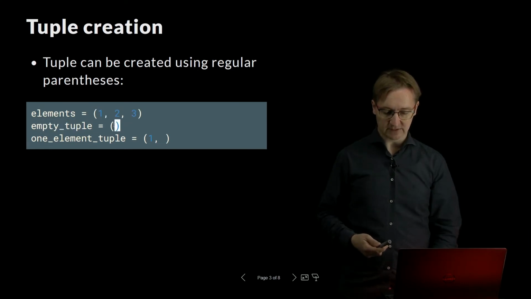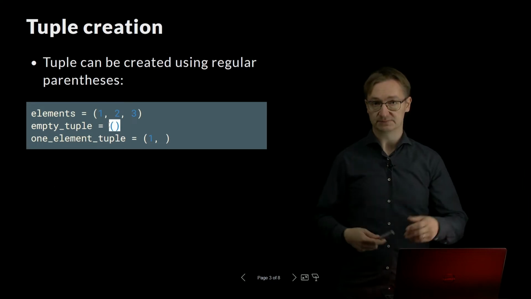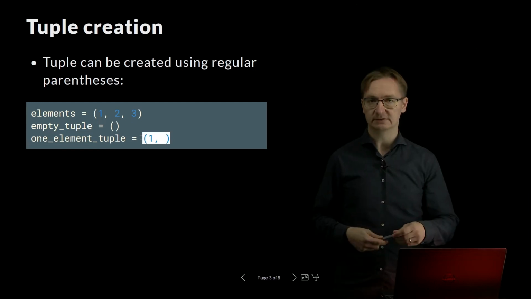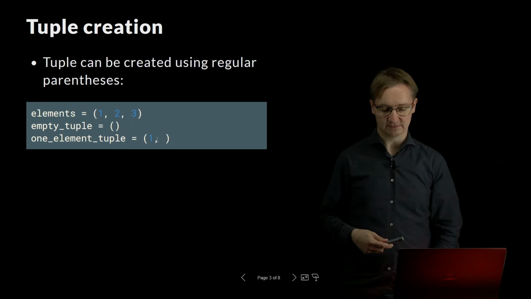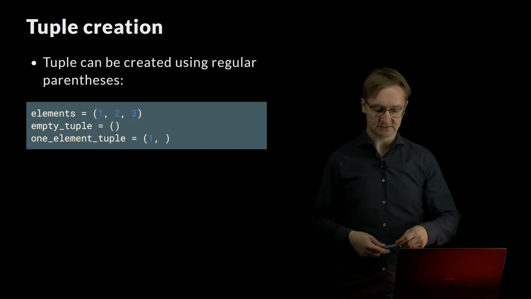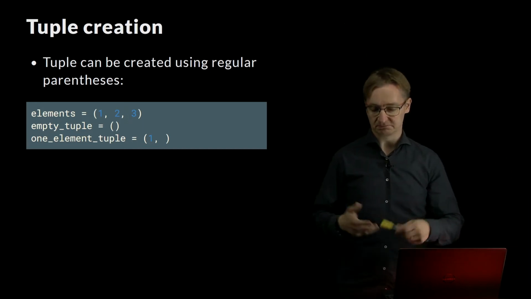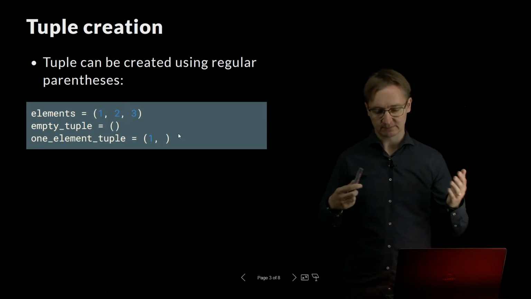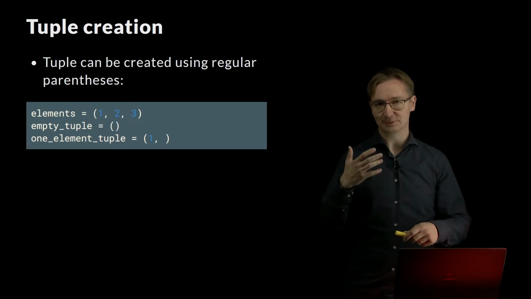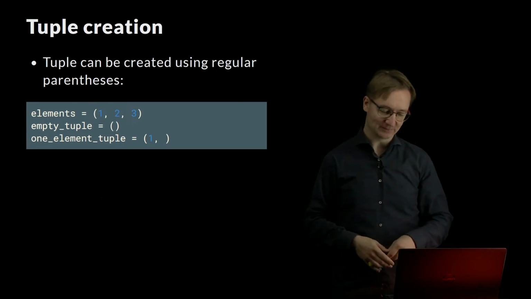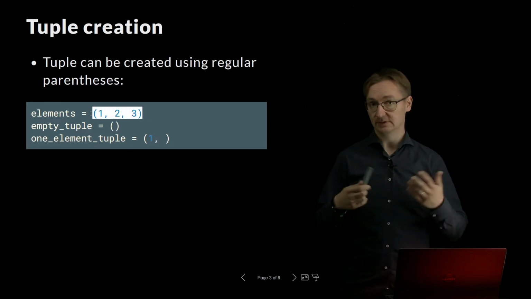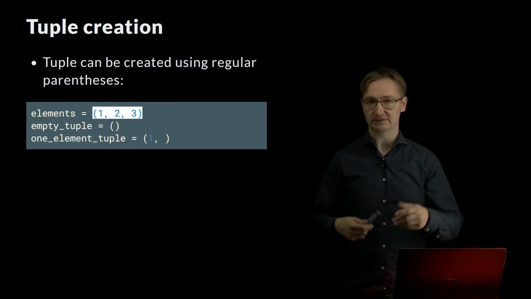Also we can create an empty tuple with just parentheses, and to get a tuple with 1 element we have to add an additional comma here, because otherwise it would be just 1 in parentheses, and this is basically the number 1. So to make a difference between number 1 and tuple, we have to add this comma here. But if we have more elements, then there is no difference because we already have those commas there.